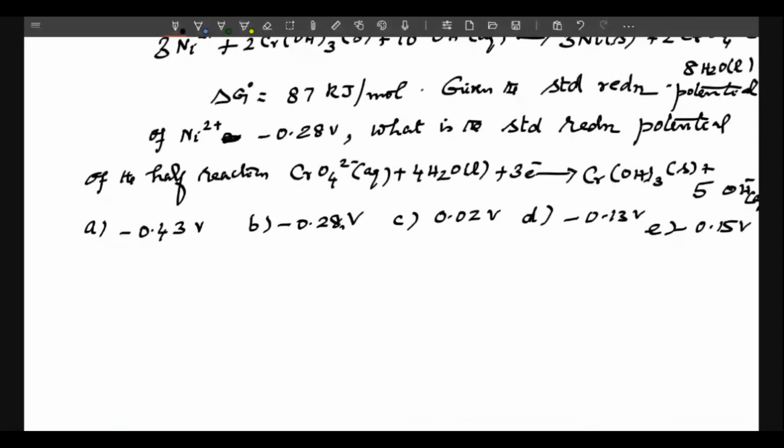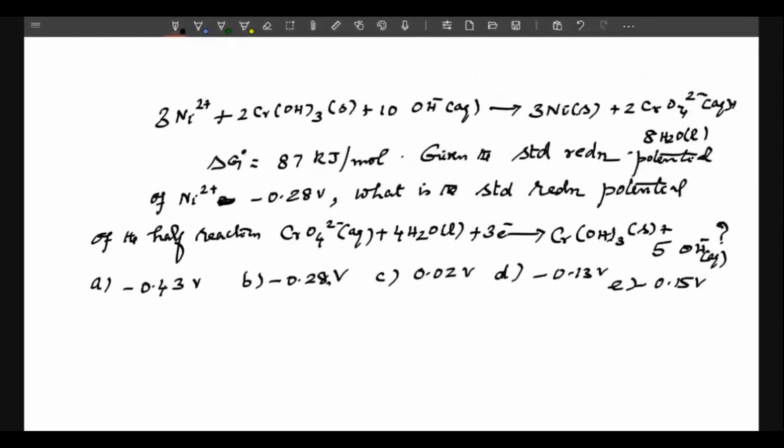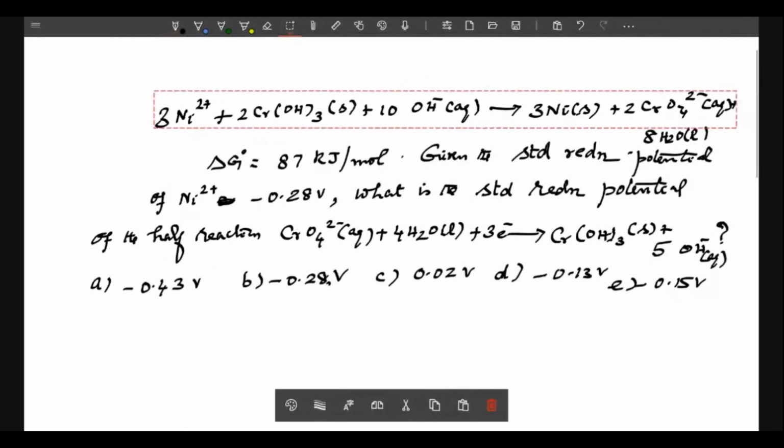I think this type of problem, I don't know whether it is asked in the CSIR examination, but it is somewhat of a next difficulty level. It is not a direct problem. You have to go one step ahead. Here, what is the cell reaction? This is the cell reaction.